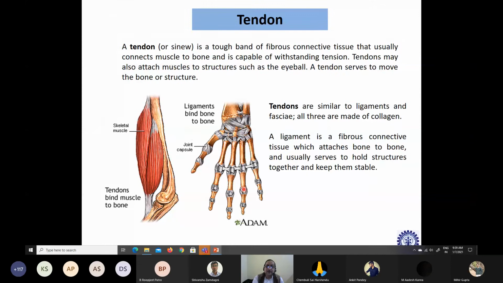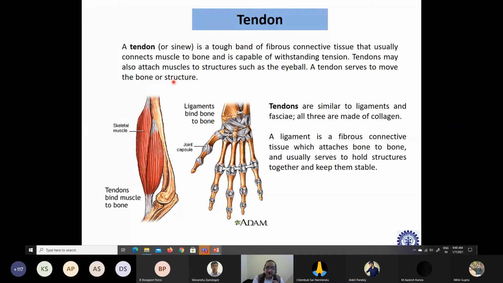The tendon, as I told you earlier, is responsible for the connection of skeletal muscles to bone. It is a tough band of fibrous connective tissue that usually connects muscle to bone and is capable of withstanding tension. So a large amount of tension it can withstand. Tendons may also attach muscles to structures such as the eyeball. The tendon serves to move the bone or the structure, so it is also responsible for movement.